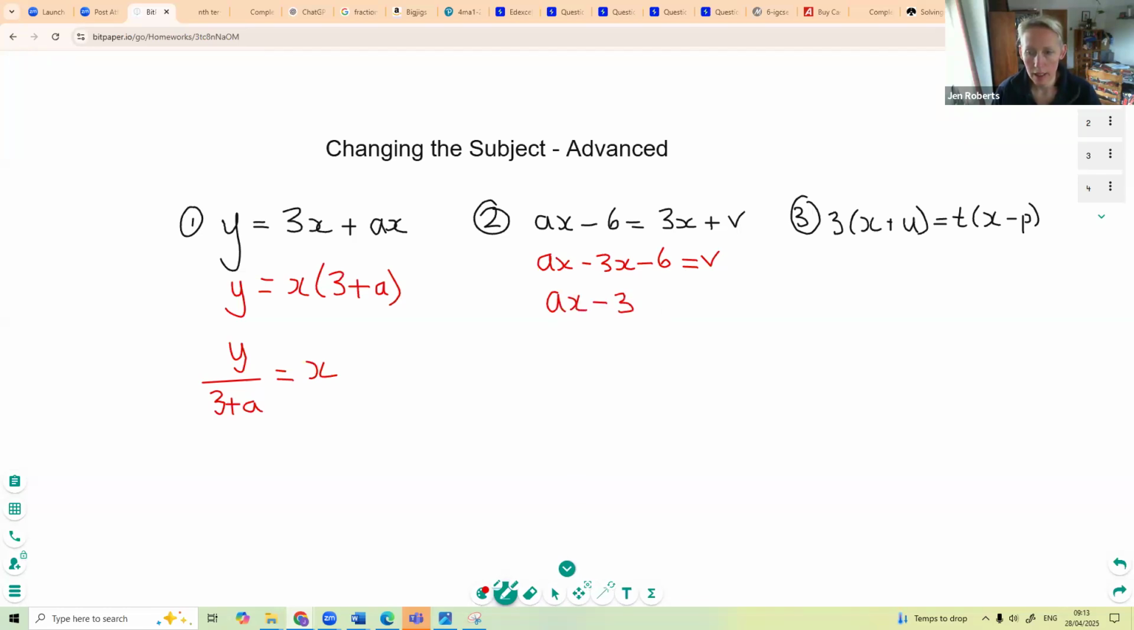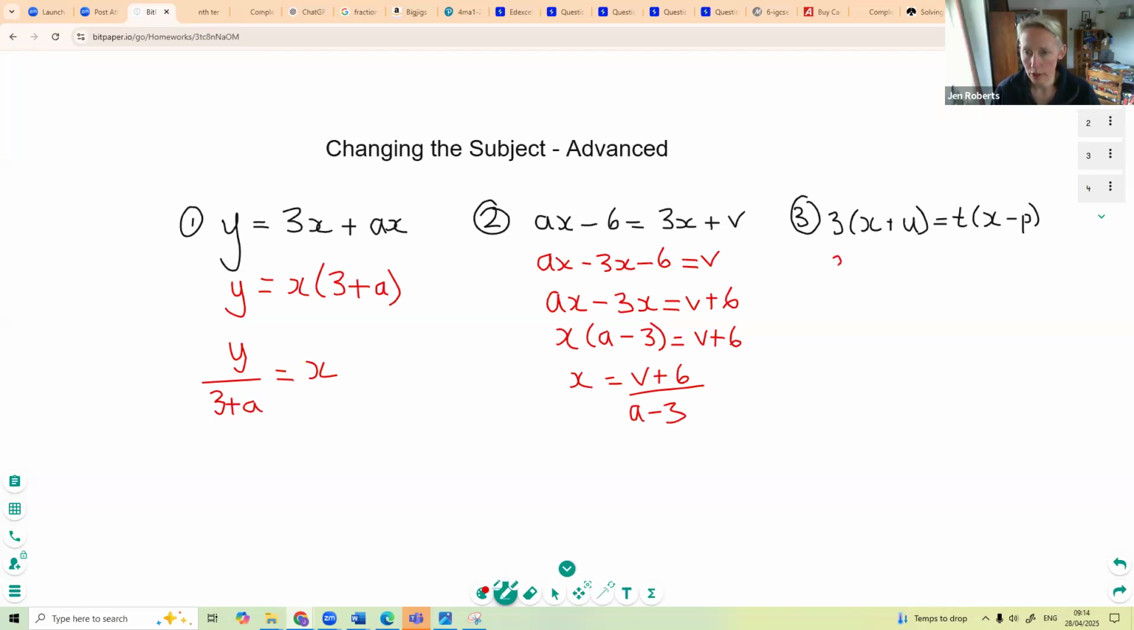And now if you see, I've got everything with an X on the left-hand side, everything without an X on the right-hand side. So let's factorize into a single bracket. And then let's divide both sides by A minus 3. And we have made X a subject. We've got X on one side, everything else on the other side.